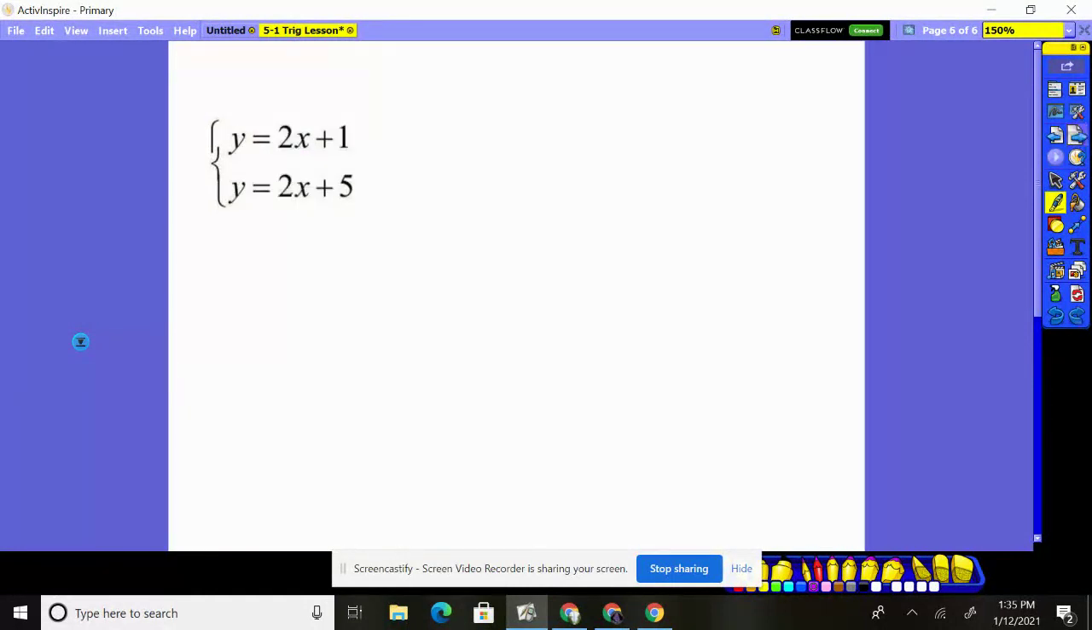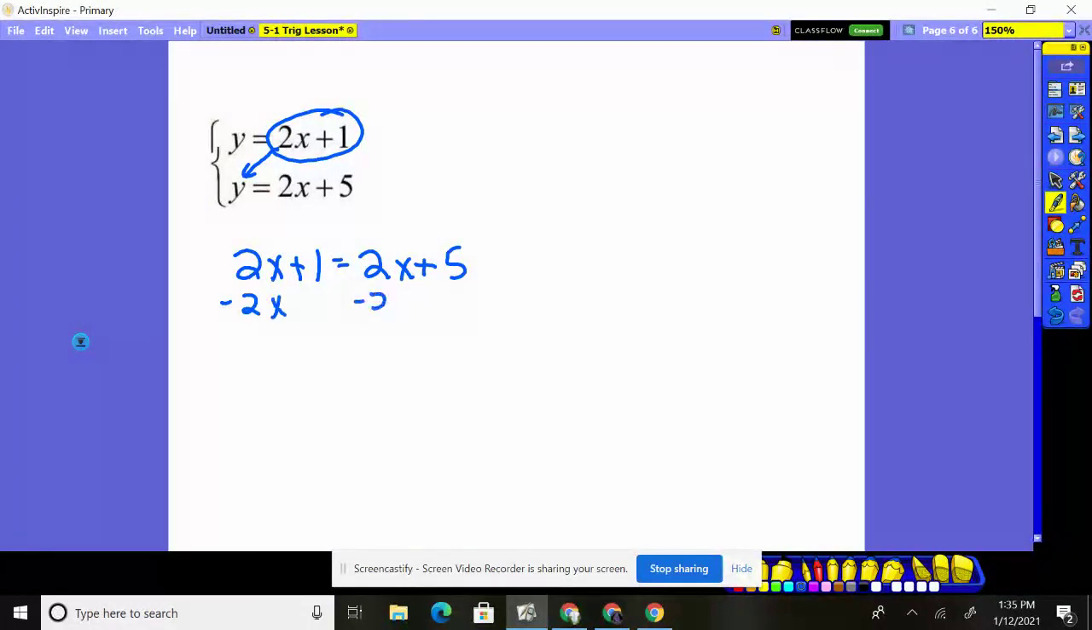One more example for you. This one sometimes gets students. It says y equals, and the other equation says y equals. Well, as soon as I see y equals, I'm going to substitute that right into the y there. That's what I'm going to do. So let's substitute it in there. So I get 2x plus 1 is equal to 2x plus 5. If you ever have an equation y equals and the other equation's y equals, they're going to be set equal to one another. Now, what happens here?